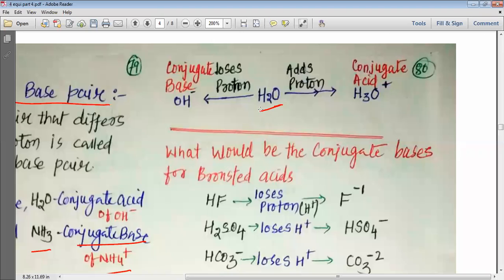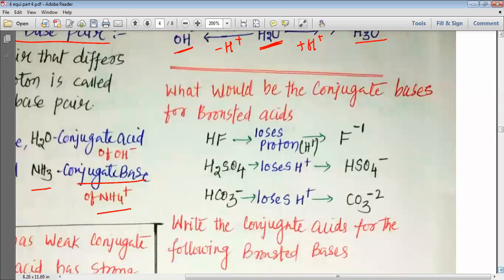So my dear students, when we look at water and if we add one proton to it, we will get H3O+, which is a conjugate acid of water. But if we remove one H+ from water, we get OH−, which is a conjugate base of water. So water can have both conjugate acid as well as conjugate base. I hope you understand, my dear students. If you have any doubt, you can ask me.